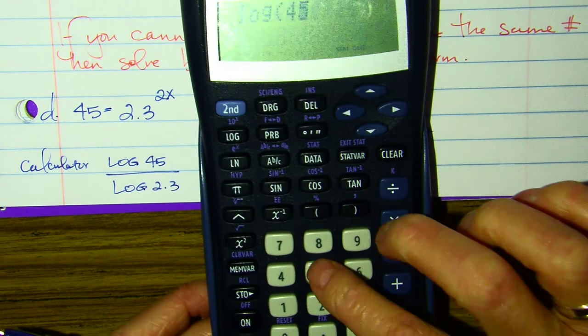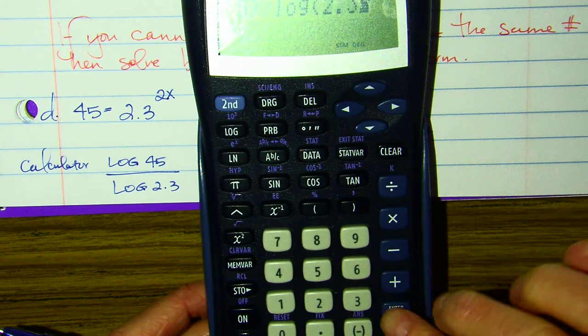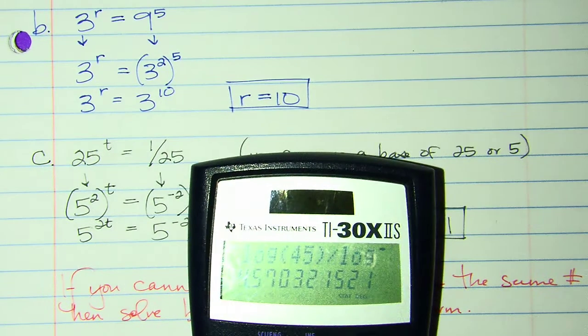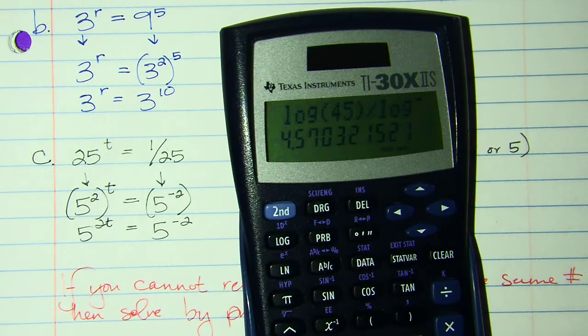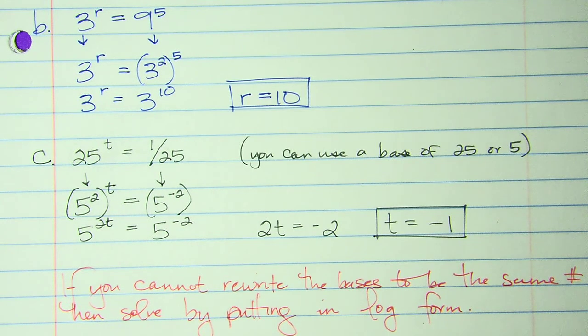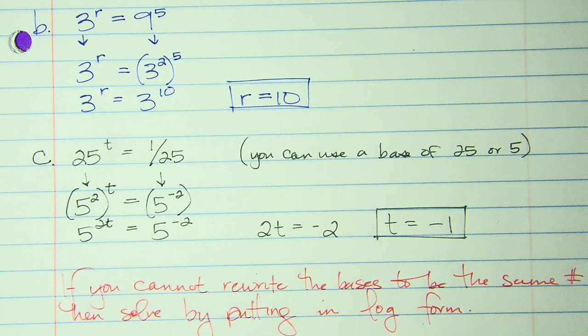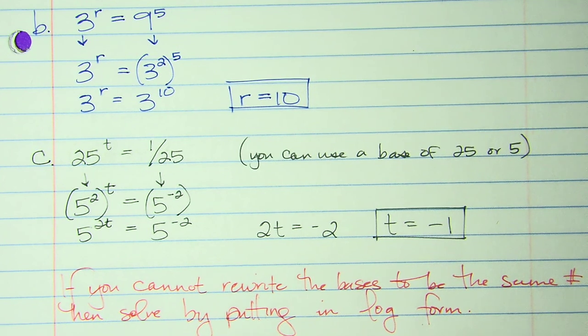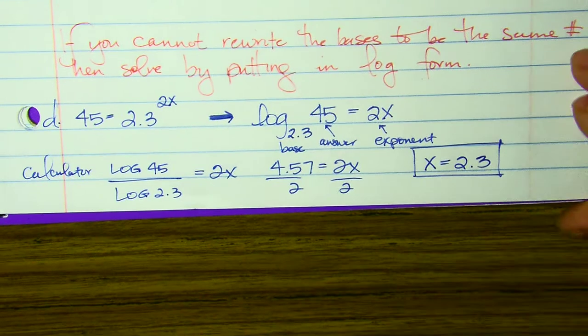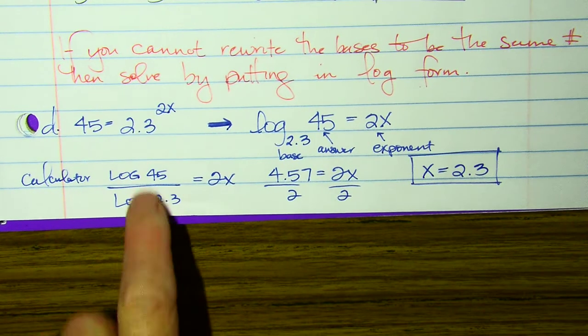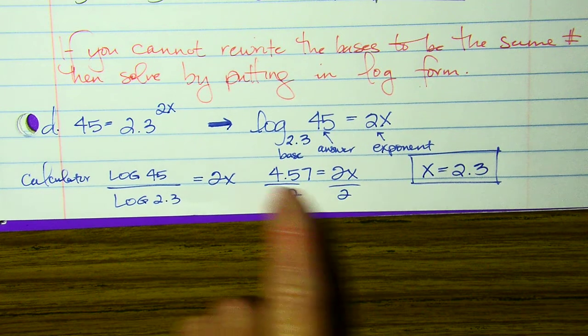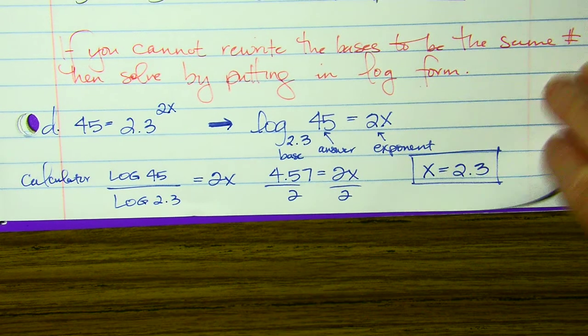Log of 45 divided by log of 2.3. Sorry. And I get 4.57. So now I've got 4.57 equals 2x divided by 2. And I get x equals 2.3. I rounded. Sorry, you can't see that because I raised it. So I entered this in my calculator, got 4.57 divided by 2. Okay, a couple more.